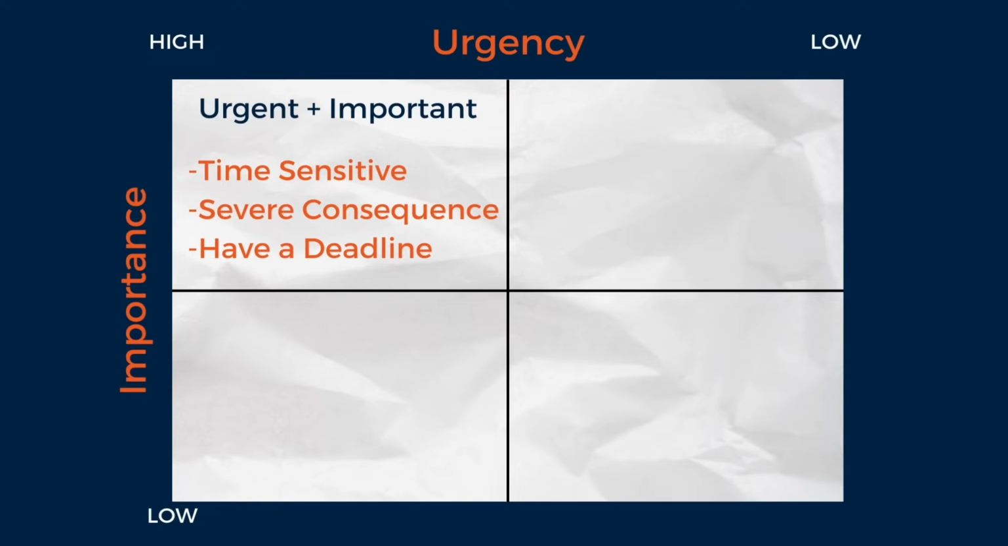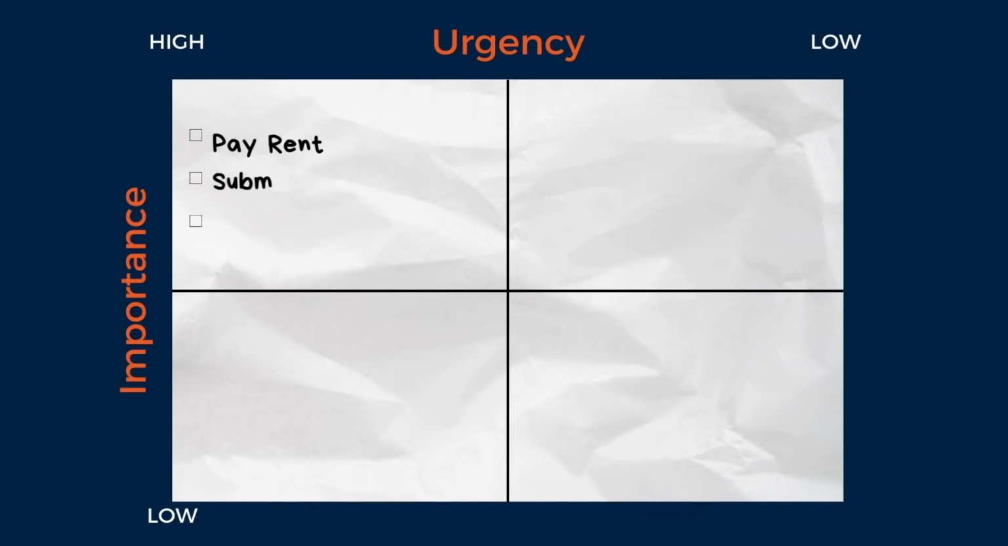Quadrant 1 is for items that are both urgent and important. This quadrant should be reserved for items that need to be completed right away because they are time sensitive or have a deadline. Some examples would be paying your rent, submitting a final project, or taking an exam that's due that same night.